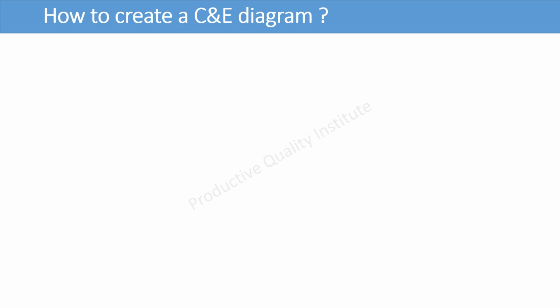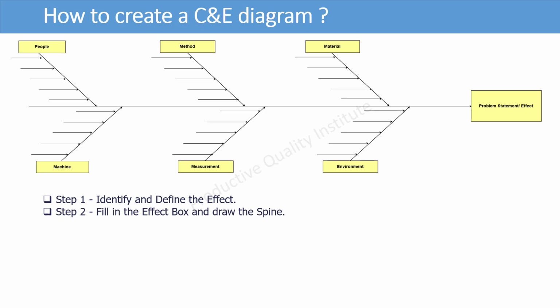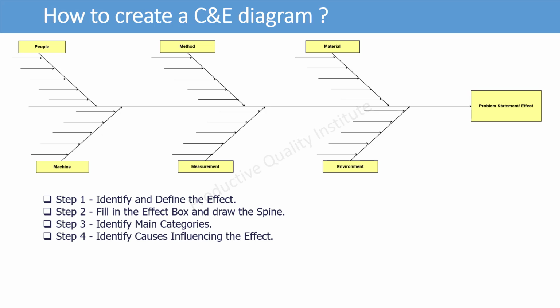How to create a cause and effect diagram. Step 1. Identify and define the effect. Step 2. Fill in the effect box and draw the spine. Step 3. Identify main categories. Step 4. Identify causes influencing the effect. Step 5. Add detailed levels. Step 6. Analyze the diagram.